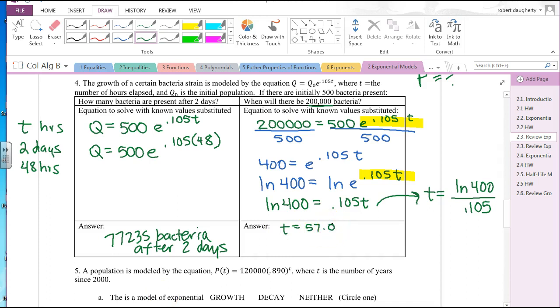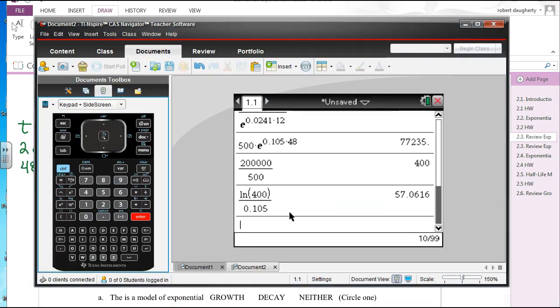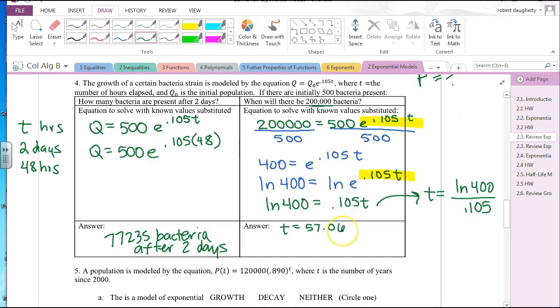So t is 57.06. What did they ask me? When will there be 200,000 bacteria? Time is measured in hours. So it is 57.06 hours to reach 200,000. Okay?